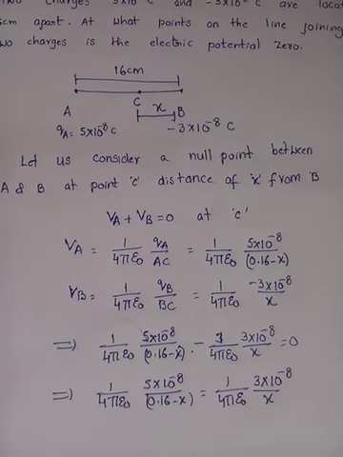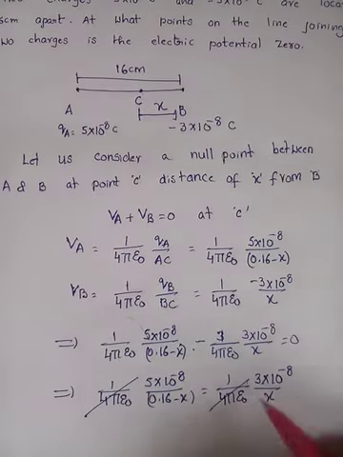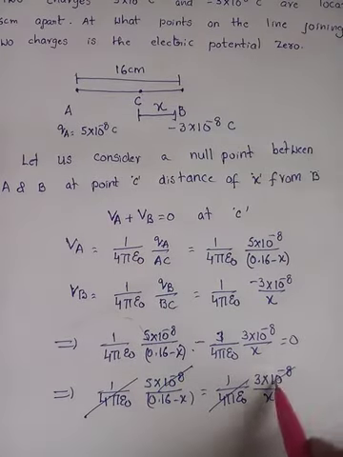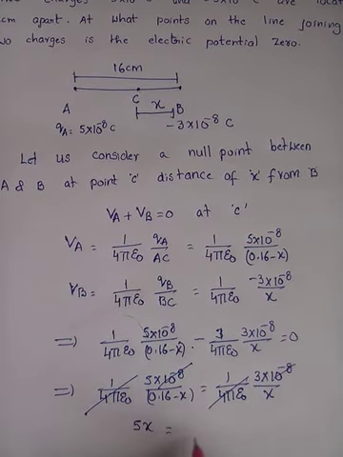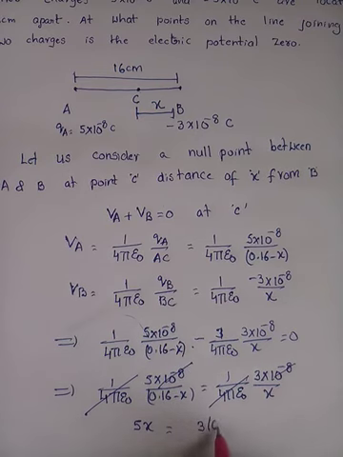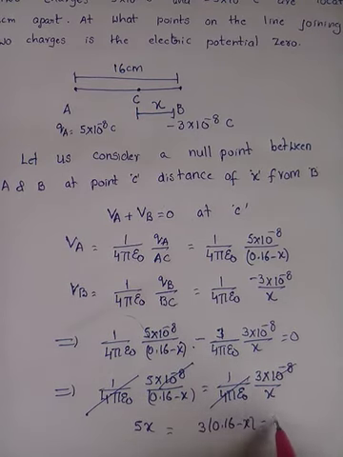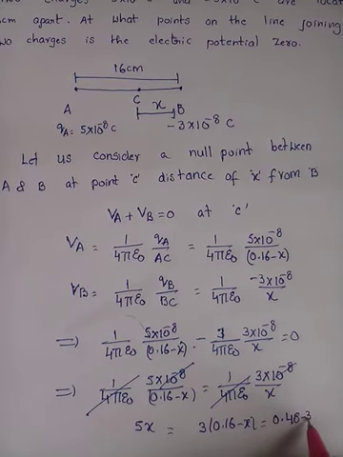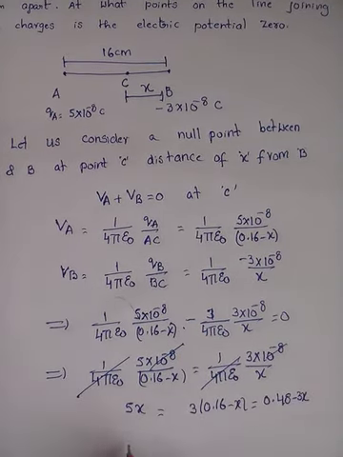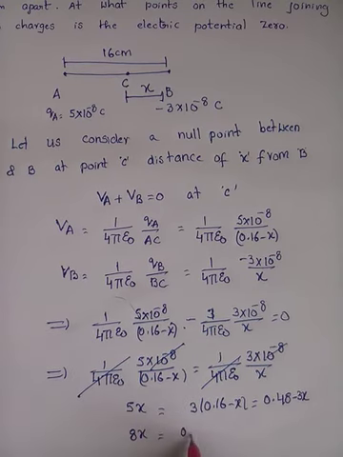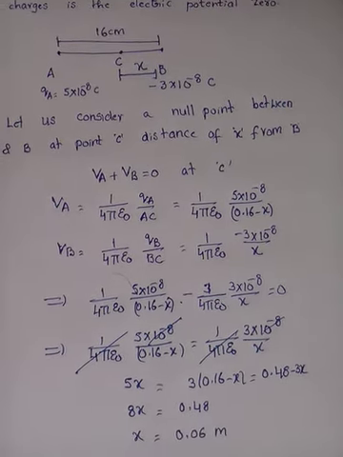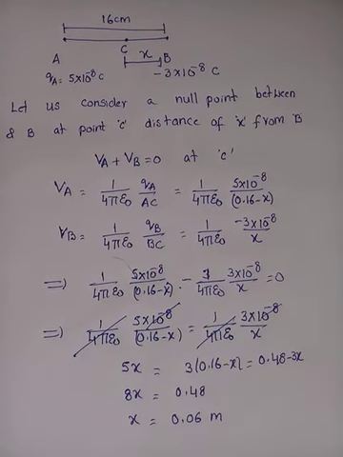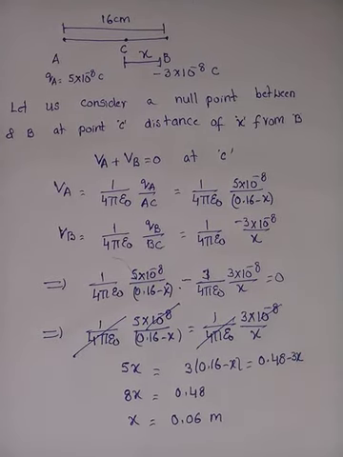What things get cancelled? 1 by 4 pi epsilon naught on both sides, and 10 raised to minus 8 on both sides. Cross multiply, what do you get? 5x equals 3 into (0.16 minus x), 3 sixteens are 0.48, minus 3x. Sending minus 3x to the other side, we get 8x equals 0.48. So x equals 0.06 meters. Where are we getting the null point? At a distance of 6 centimeters from B.